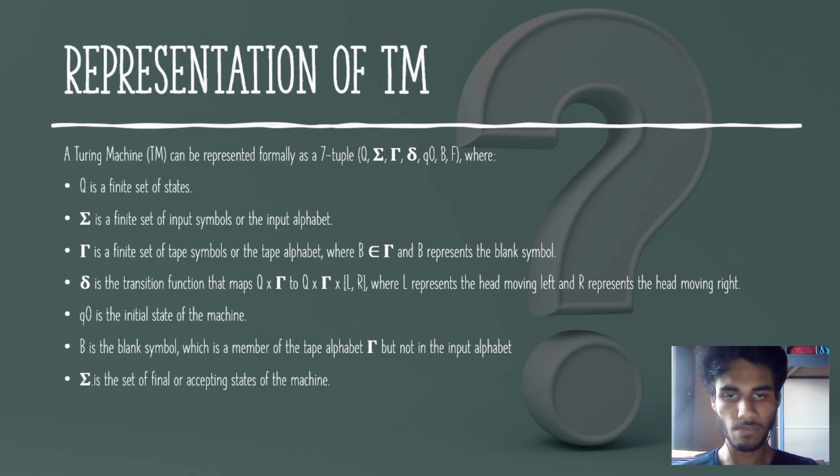Delta is the transition function that maps Q cross rho to Q cross rho, where L represents the head moving left and R represents the head moving right. Q0 is the initial state of the machine. B is the blank symbol, which is a member of the tape alphabet rho but not included in the input alphabet. F is the set of final or accepting states of the machine.